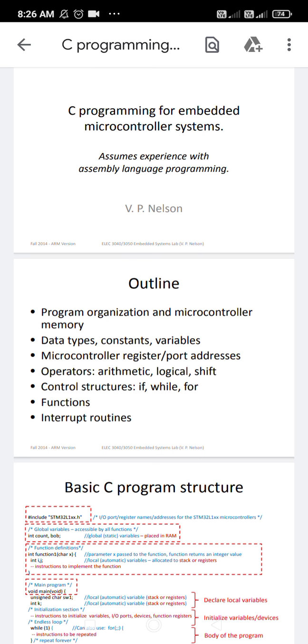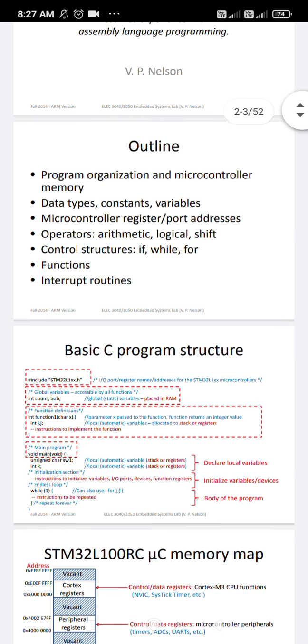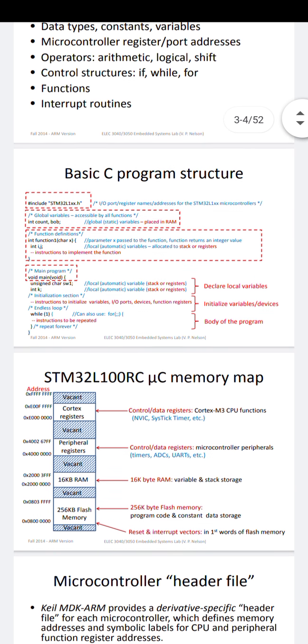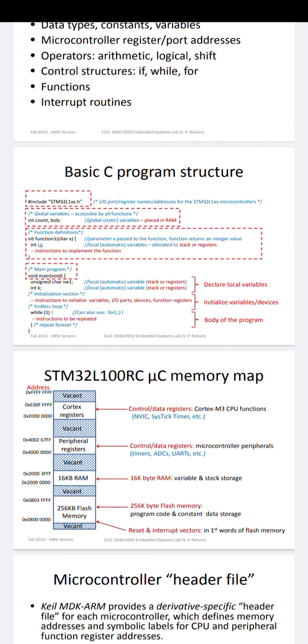The next part is the interrupt routines of the AVR microcontrollers. Now we will study the basic parts of programming, how to write a C program for the AVR microcontroller. These are the main parts of the program. This is the program structure for the AVR microcontroller. The first line indicates #include.